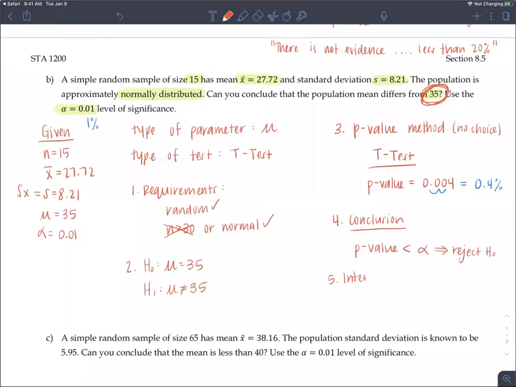All right, and then we can put a rough interpretation. Here we can say there is enough evidence, or sufficient evidence, to conclude that the population mean differs from 35, at the 1% significance level.